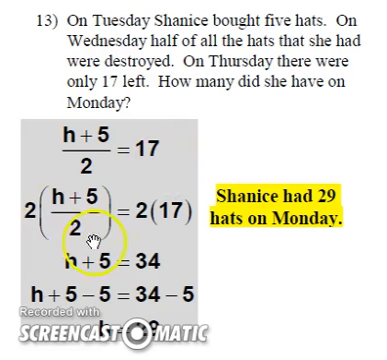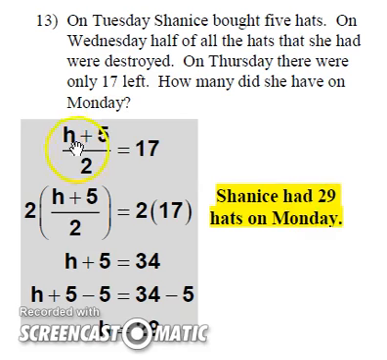So we can multiply, get rid of that denominator. We multiply both sides of the equation by 2. Okay, so 2 divided by 2 gives us 1. We end up with h plus 5 on that side. 2 times 17 is 34. Now all we got to do is subtract that 5 from both sides, and we get 29. So Shanice had 29 hats on Monday.